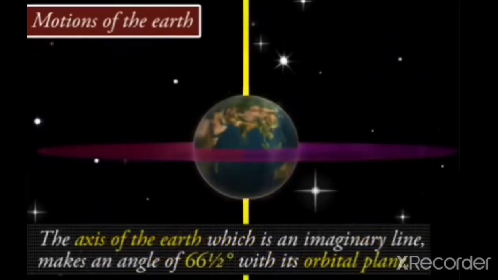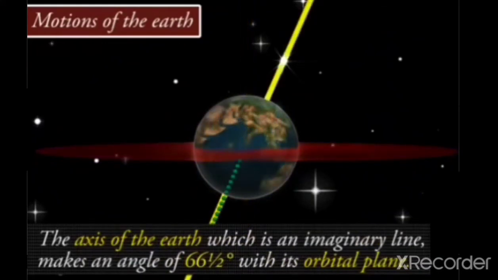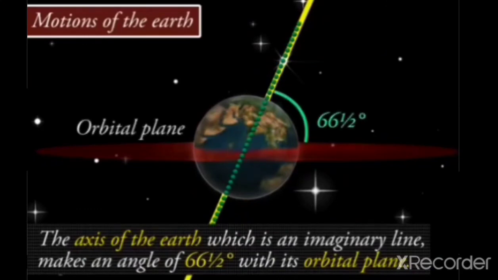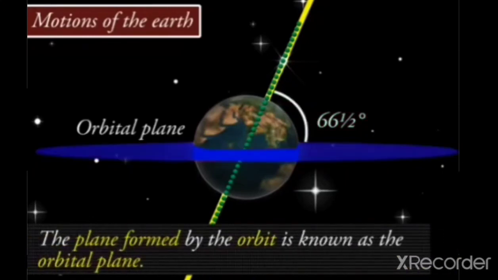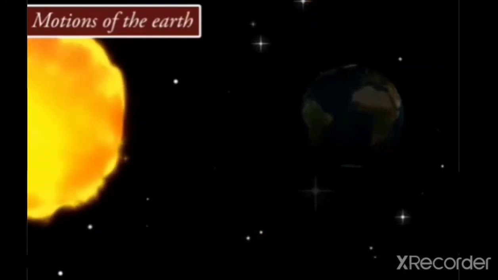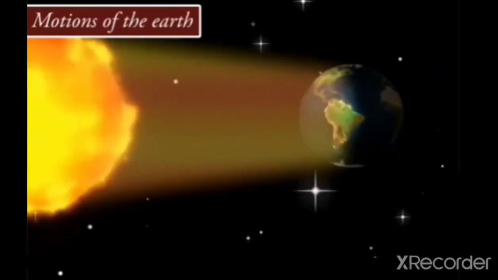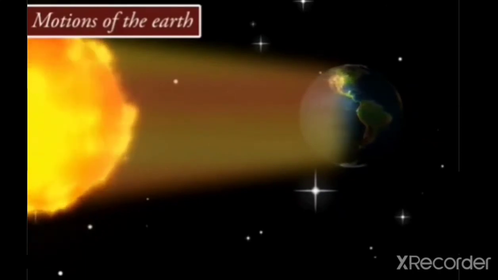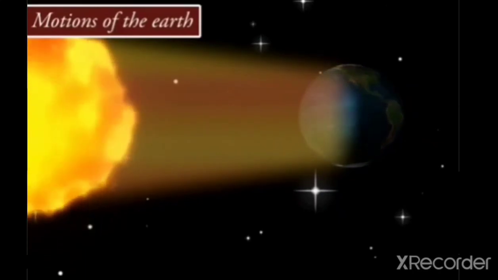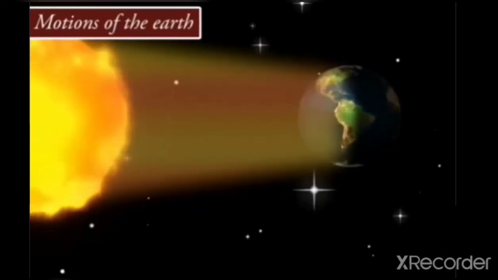Revolution causes seasons. The axis of Earth, which is an imaginary line, makes an angle of 66.5 degrees with its orbital plane. The plane formed by the orbit is known as orbital plane. The Sun gives light and heat. The Earth receives the heat and light from the Sun.